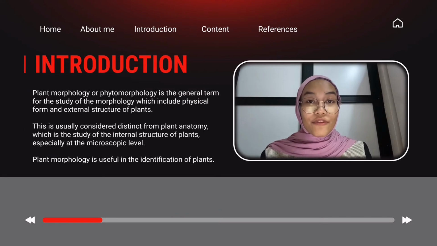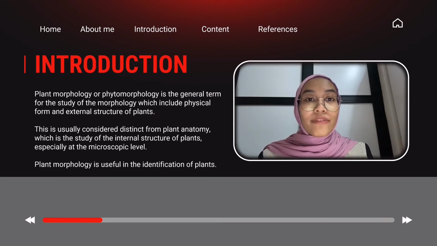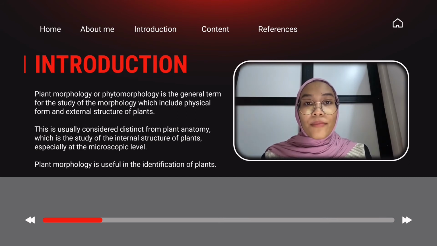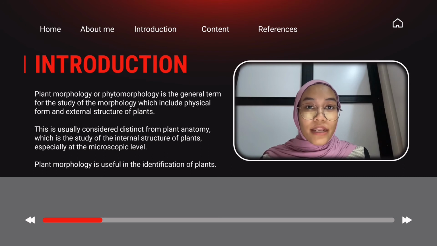What is plant morphology? Plant morphology or phytomorphology is the general term for the study of morphology, which includes the physical form and the external structure of plants. This is usually considered distinct from plant anatomy, which is the study of the internal structure of plants, especially at the microscopic level. Plant morphology is very useful in the identification of plants.